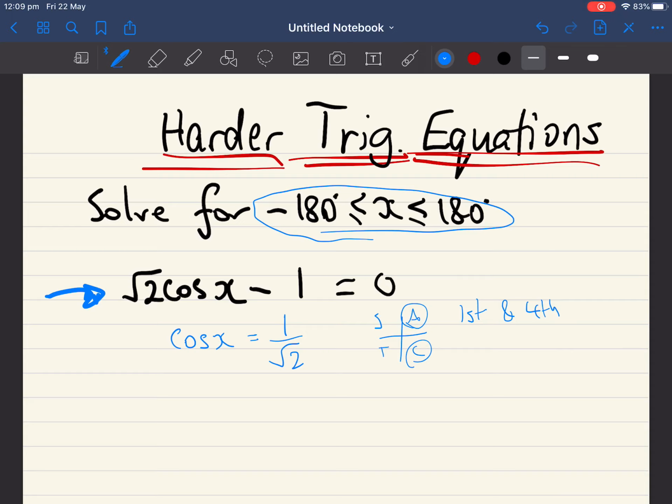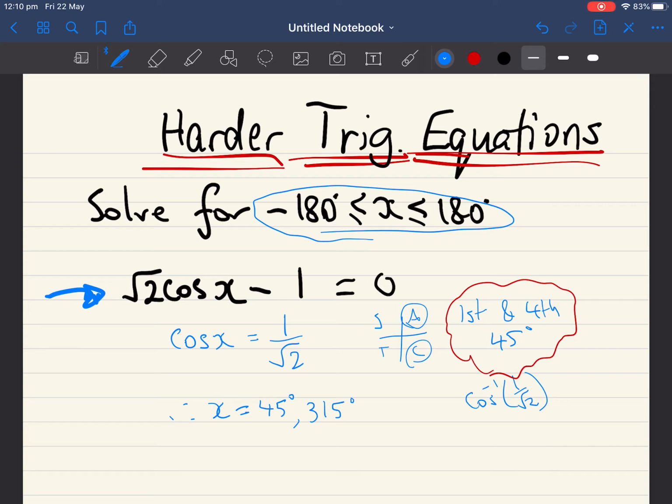And what makes cos 1 on root 2? If you don't have your exact value solutions sorted yet, you're going to have to rely on your calculator, inverse cos 1 on root 2, and you'll end up getting 45 degrees. So our actual solutions will be 45 degrees in the first quadrant and 45 degrees in the fourth quadrant. So X is going to be equal to 45 degrees in the first quadrant, and 45 degrees in the fourth quadrant is 360 minus the 45. You end up with 315 degrees.